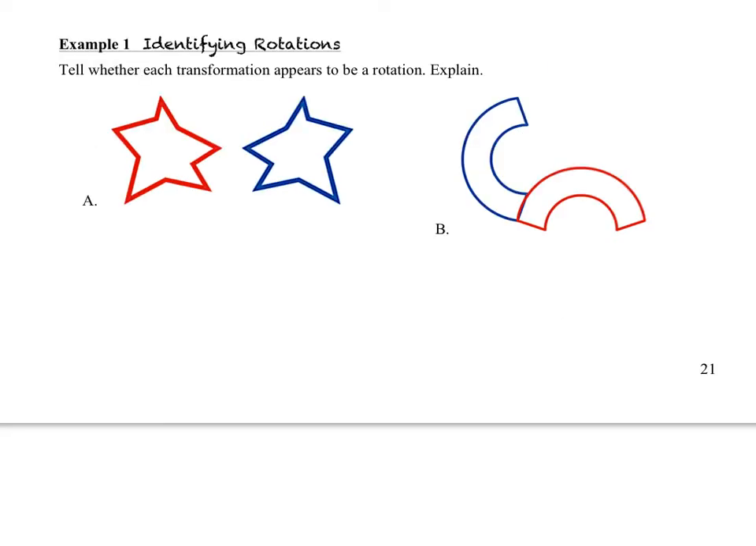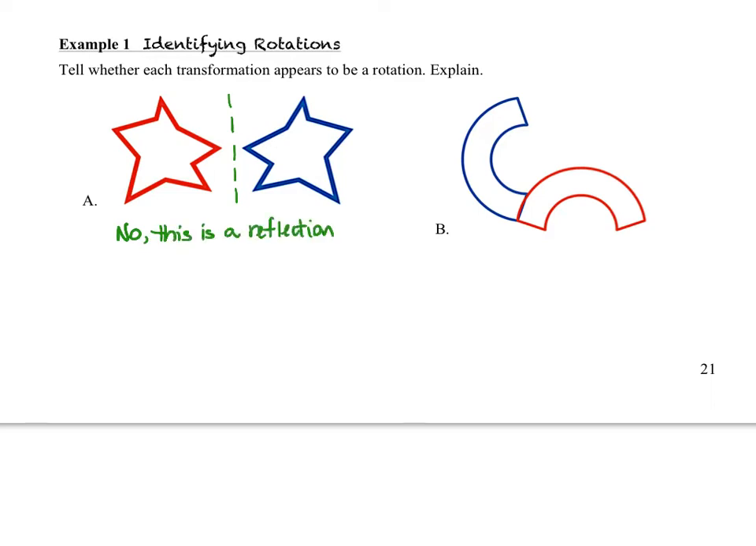We take a look at example 1, which is identifying rotations, and in example A, it definitely does not look like our red figure turned or rotated in order to become or take the place of the blue figure. What it looks like is a reflection, because we see the mirror image from one side and the other across that vertical line of reflection. So we're going to say this one is not a rotation, and it is a reflection.